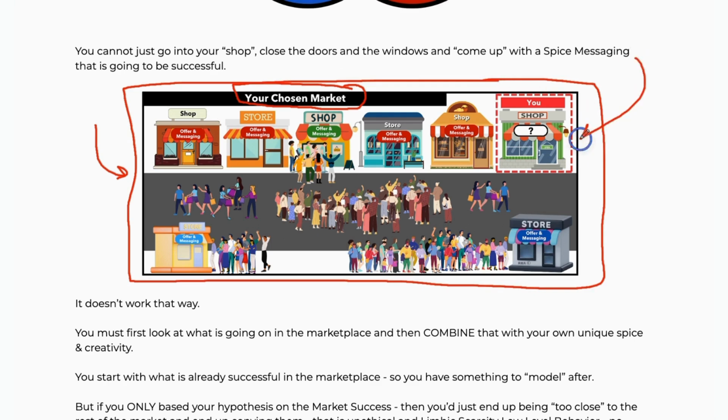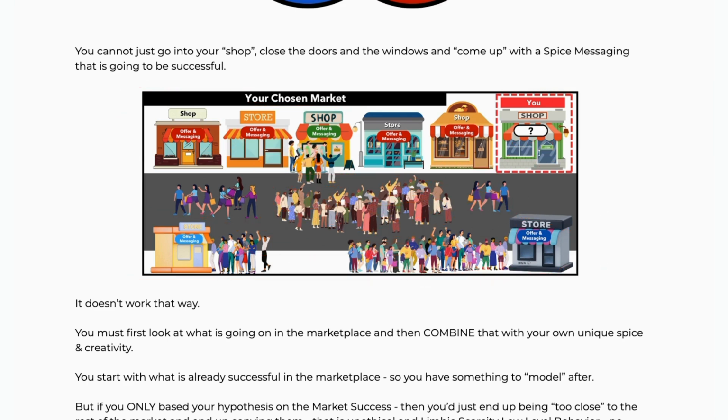is that I'm setting up shop in a market the same way you would in a physical market. You can't just close the windows and close the door and say, cool, I'm not going to look at any of the other stuff going on outside, at the other players in the space, or at what people are saying. I'm just going to put my head inside and come up with some crazy idea and spice messaging that's going to be successful. It doesn't work that way.